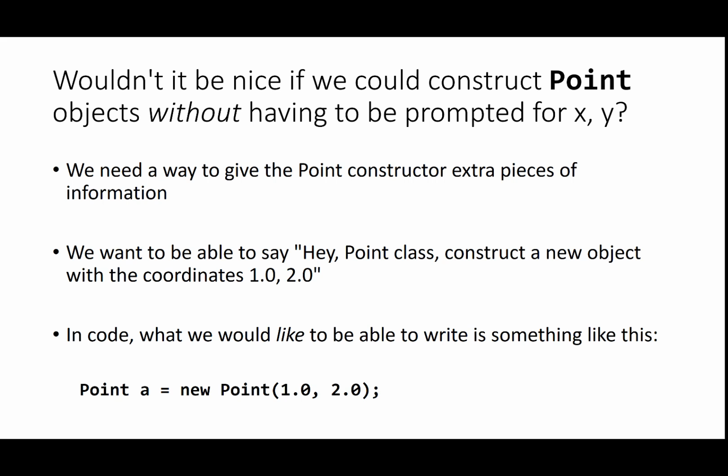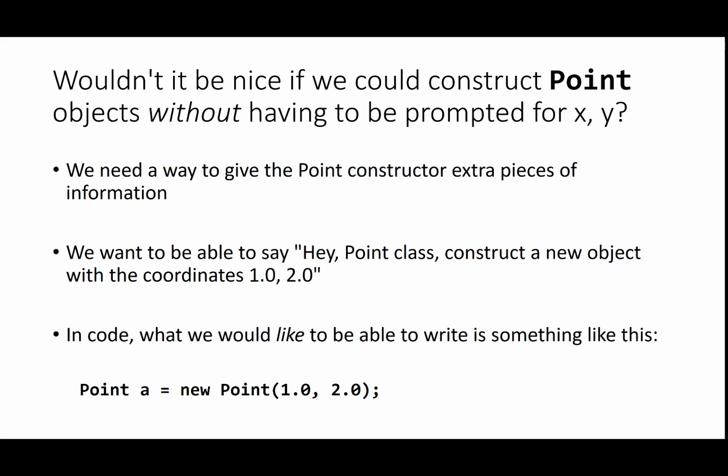So wouldn't it be nice if we could construct a point object without having to be prompted for x and y, right? It's kind of annoying and frustrating that each time we want to test this out, we have to type in a new x and a new y. What if we always wanted to test out a point at 1, 1 or a point at -1, -1? So we need a way to give the point constructor an extra piece or two of information. We need to be able to say, hey, point class, construct a new object with coordinates 1.0, 2.0. Or 1.0 for the x coordinate and 2.0 for the y coordinate.